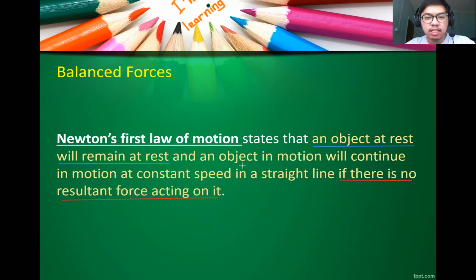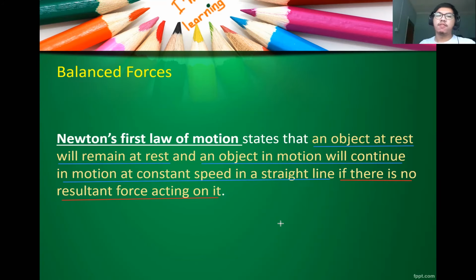And the other thing is, an object in motion will continue in motion at a constant speed in a straight line. So if the object is already moving and you don't exert force on it, you don't push it, you don't pull it, it will continue to move in the same manner. In other words, it will continue to move at the same speed and in the same direction in a straight line. Unless you give it a force, then it will change its direction.